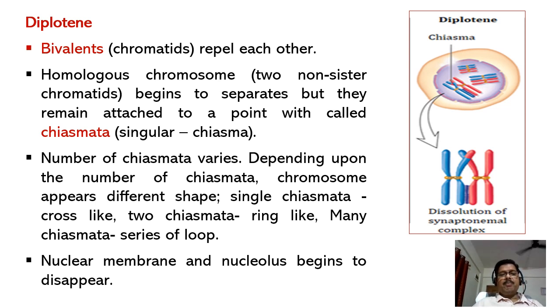Depending upon the number of chiasmata, the chromosome appears in a different shape. One chiasma looks cross-like. If there are two chiasmata, it looks like a ring. If more than two, it looks like a loop. The nuclear membrane and nucleolus begin to disappear at this subphase.